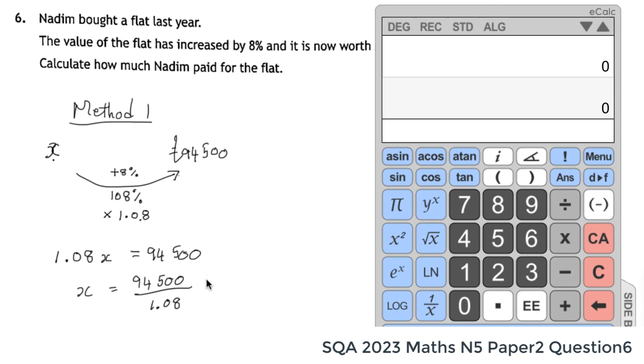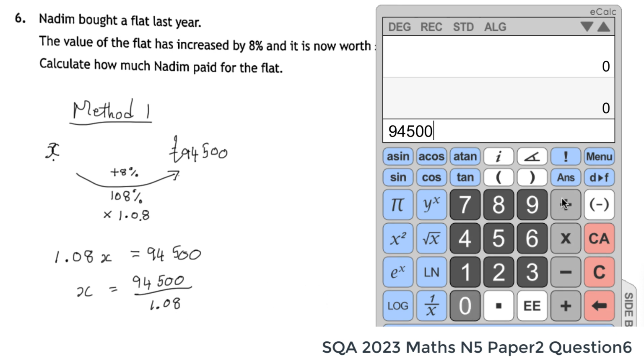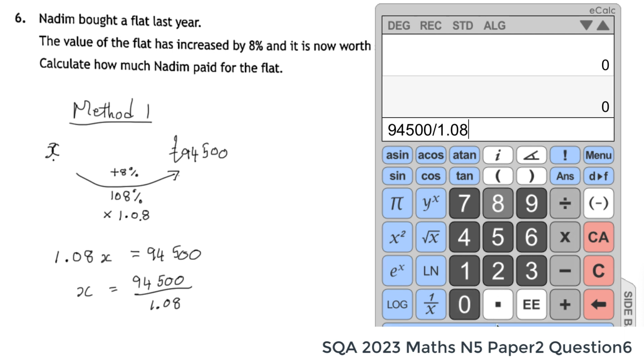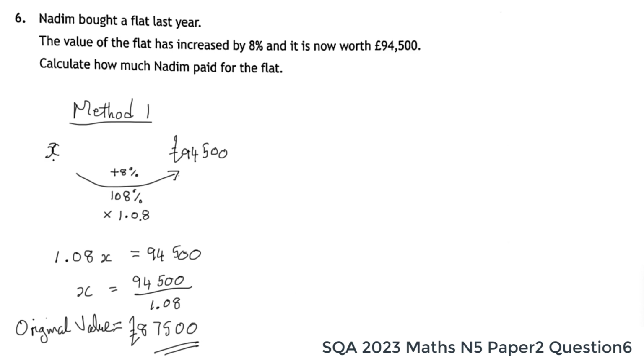So we can work that out. Grab our calculator and do that calculation. So it's 94,500 divided by 1.08. And that gives us 87,500. So that's what the flat was originally worth, 87,500. So the original value was that. So that's one method of doing it. And let's look at method 2.